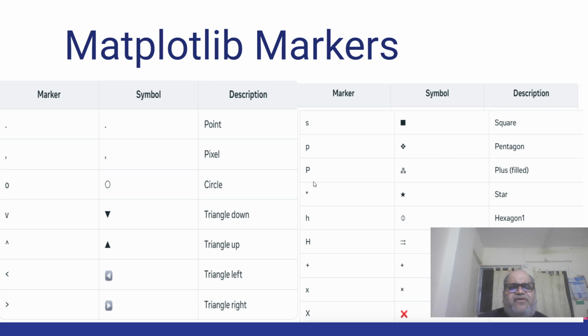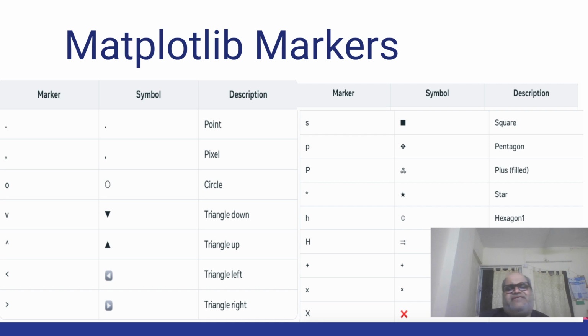Now, in Matplotlib, we are also talking about markers. On your screen, we have included some commonly used ones, where you can use a symbol like a dot and it will be a dot. You can use a comma, it will be a comma. A small o will be a circle, v will be a triangle down, and the other one is triangle up. Then you have left and right using less than and greater than signs. And if you want to print a square, pentagon, as well as plus, there you have s, p, and plus, and you have a bunch of these things.